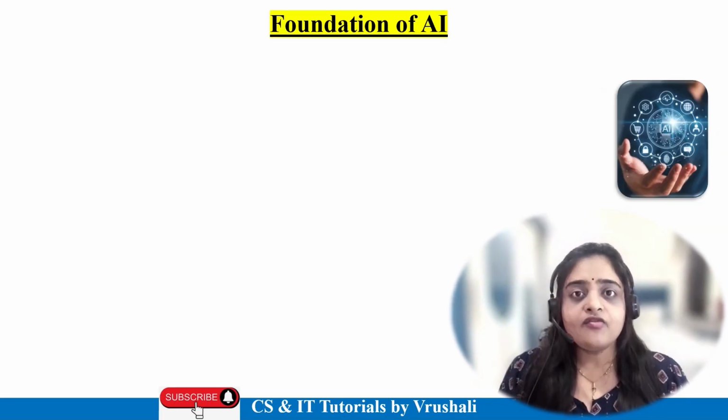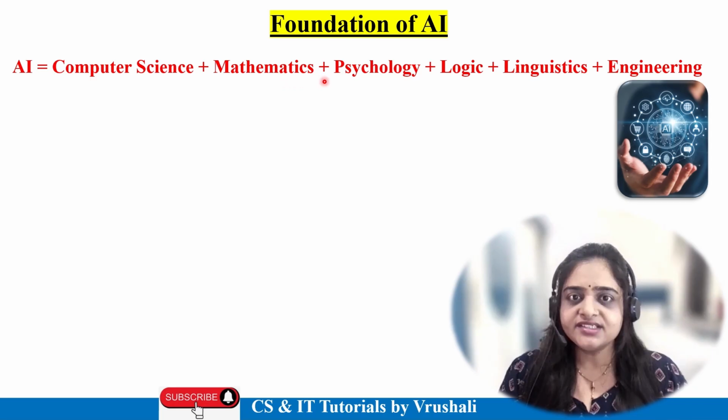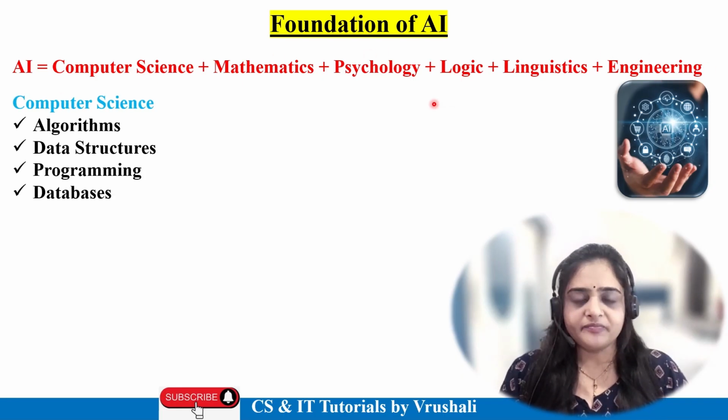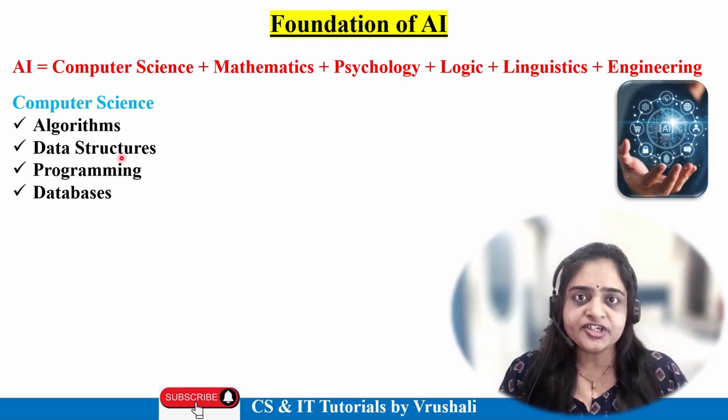Now the next thing, foundation of AI. So basically, AI is the combination of computer science, mathematics functions, psychology, logic, linguistics and engineering. So these all domains are the base and foundation of AI. In computer science, there are proper algorithms like searching, sorting algorithms, then data structures like how to store a huge amount of data in different ways, programming languages and databases. So these all support the AI system.